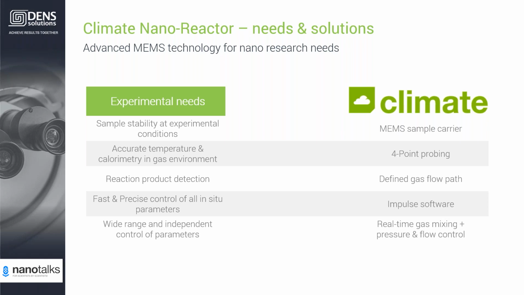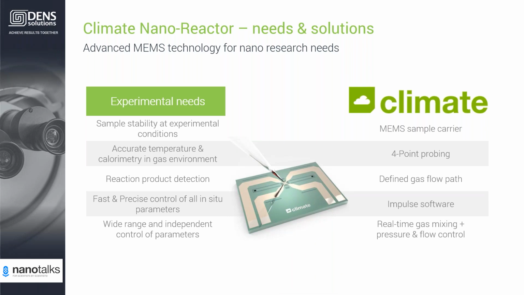Also, of course, you want to know exactly at what temperature your reaction is taking place, and also you want to do calorimetry measurements to see the energy which is either produced or required by the chemical process. This we achieve via our 4-point probing system. And also you want to know what gases are produced in the chemical reaction in a nanoreactor. For that, we created a defined gas flow path, so the sensitivity of the gas analyzer can go to very small traces of reaction products.